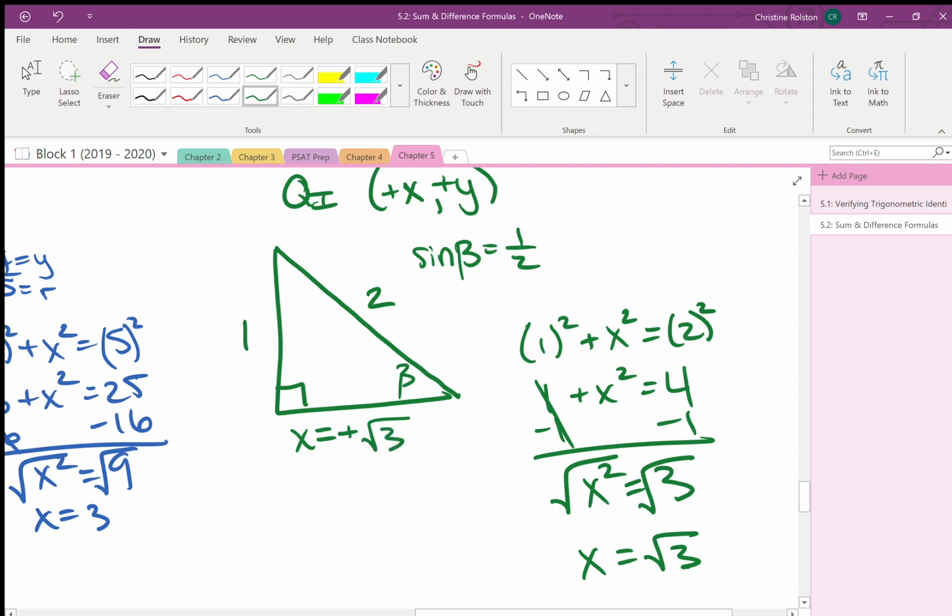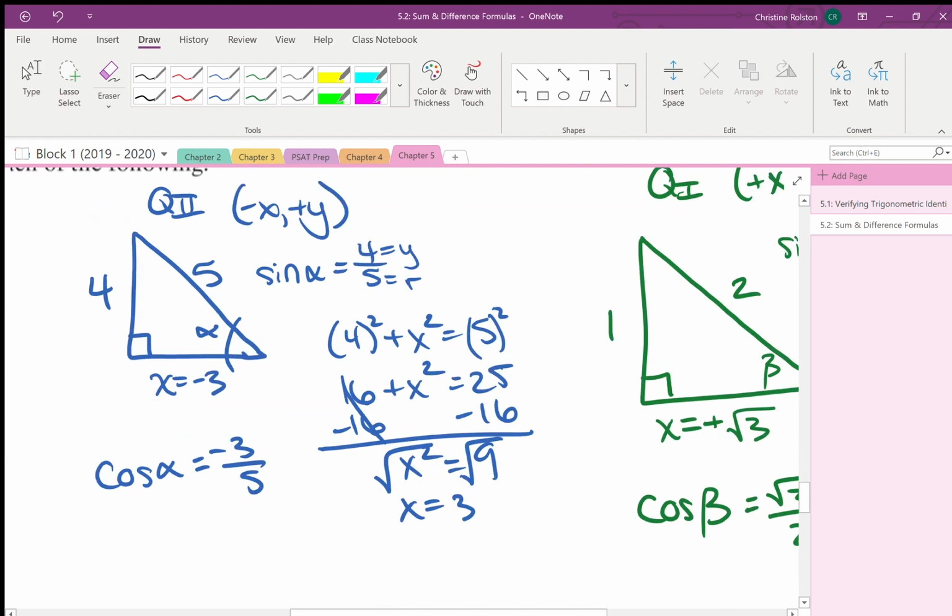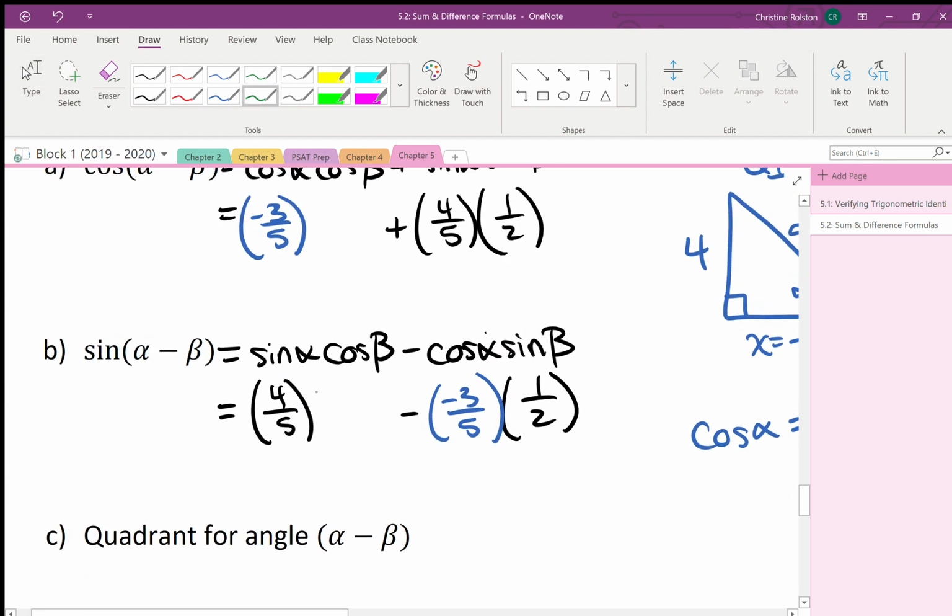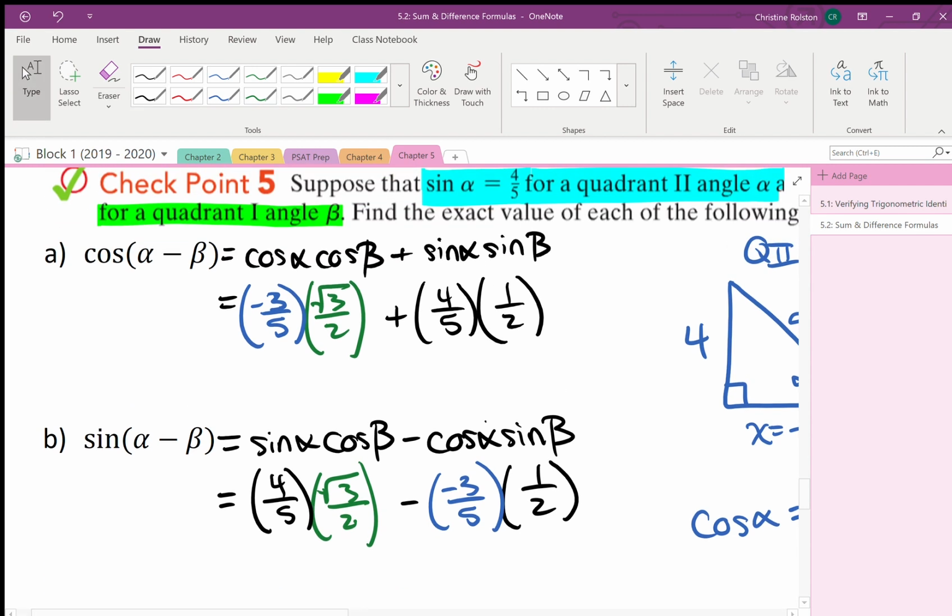Also, if you notice that sine beta was 1/2 and you're like, oh, that's on the unit circle, and you figured out where sine was 1/2 in quadrant 1, and then you figured out your cosine, that's fine. You could have done that too. So cosine beta is the square root of 3 over 2. So I'm going to plug that into my formulas. And now I just got to simplify.